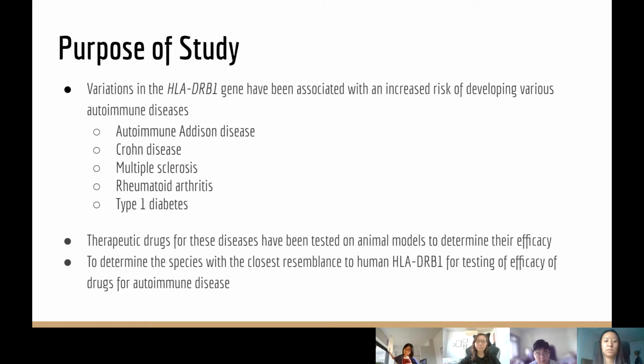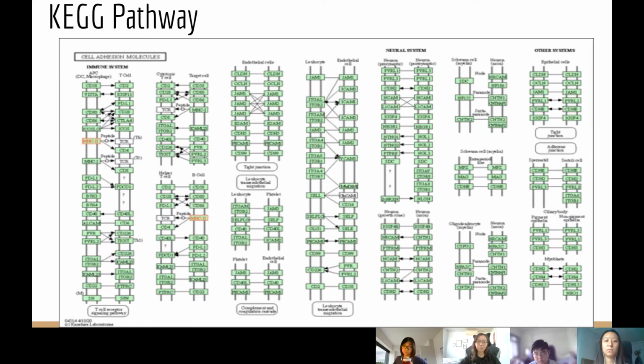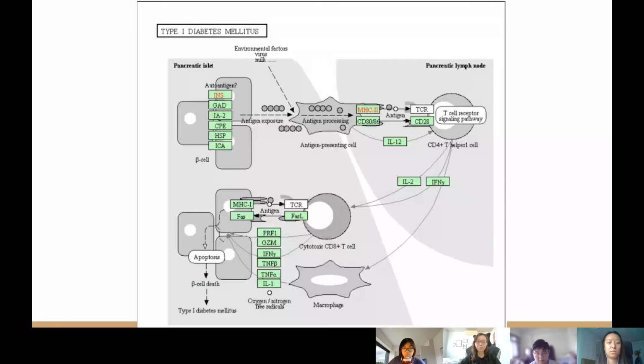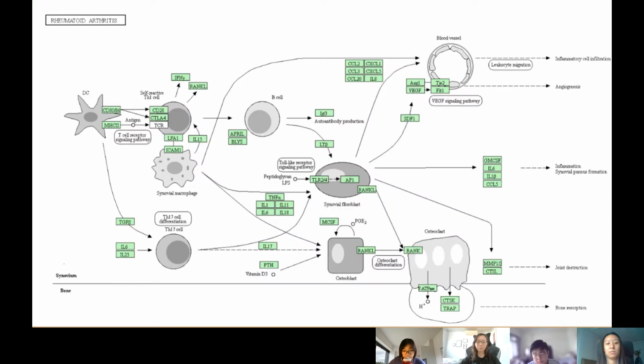In the next slide, we can see the pathway of how when MHC class mutates, it will lead to an alteration in cell adhesion which can disrupt important cellular processes and lead to a variety of diseases. In the following slide, it can be seen how the KEGG pathway is shown to see how HLA-DRB1 gene mutate, which will lead to diabetes type 1, and how when HLA-DRB1 gene mutates, it will also lead to rheumatoid arthritis.